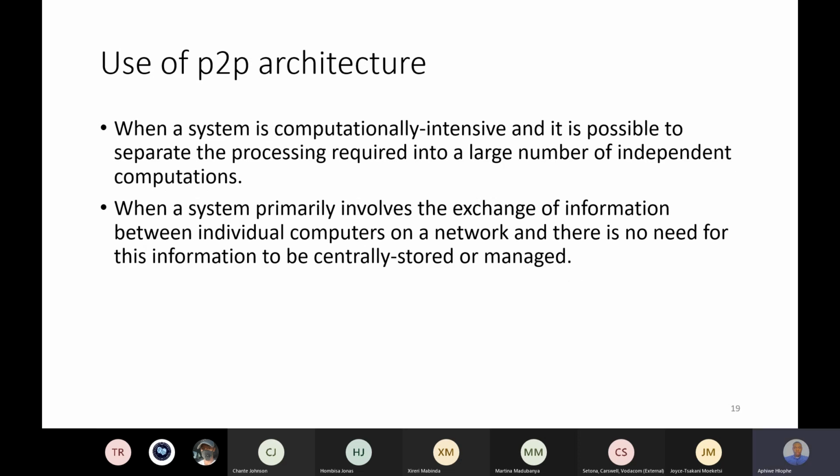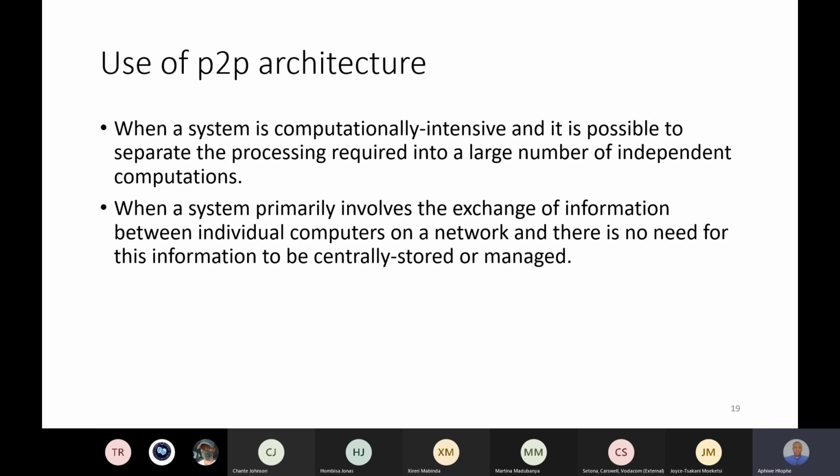So when a system is computationally intensive, and it is possible to separate the processing required into a large number of independent computers, it's advisable to use peer-to-peer. Also when a system primarily involves the exchange of information between individual computers on a network, and there is no need for this information to be centrally stored. So peer-to-peer means we do not need any central authority. We do not need any server. The computers are fully independent, and if they need something, they'll directly communicate with one another.